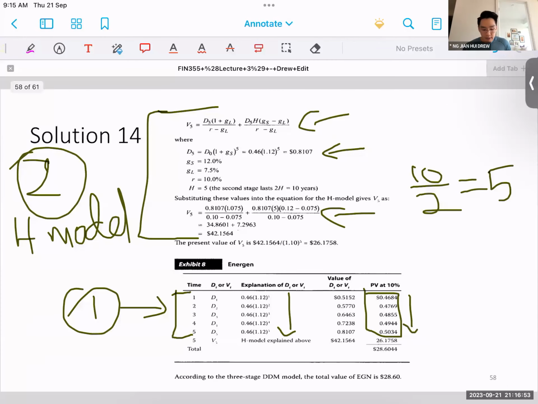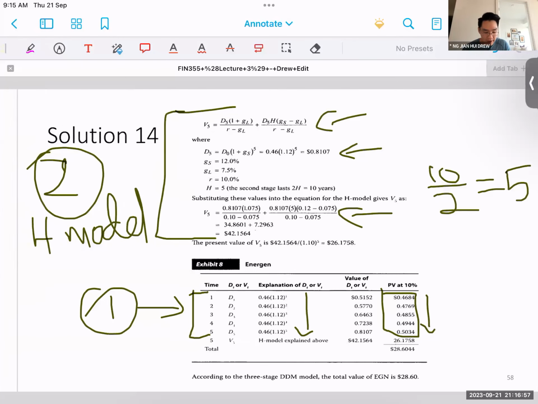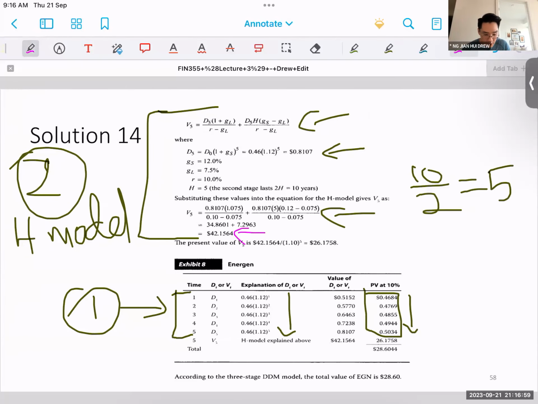So we plug in the values for the H model, we get the valuation here, 42.1564. Now, remember, I said that you need to PV your TV. So what we're doing here, we are PV-ing the TV. We need to shift the PV back by 5 years, because like what we have done previously, we need to PV your TV. So we shift it back by 5 years.